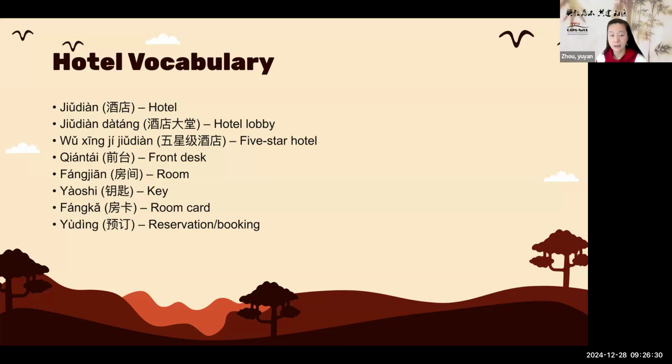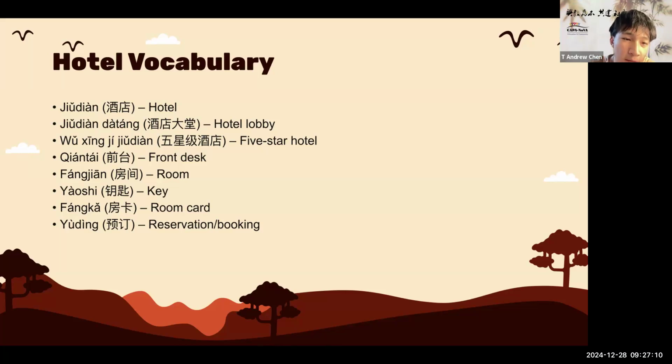Star is 星. The ranking is 级. So basically 5星级 is a 5-star ranking hotel. Okay? So 5星级酒店. And you can replace the 5 with any number. Like if it was a 4-star hotel, 4 in Chinese is 4. So you could say 4星级酒店, 4-star hotel.